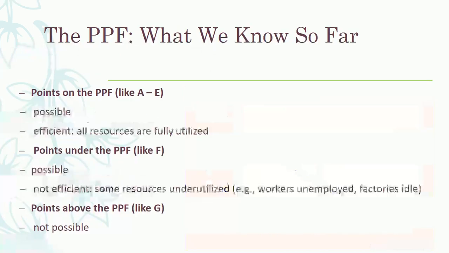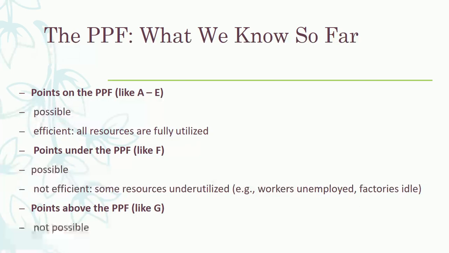The production possibilities frontier, what we know so far. Points on the production possibility frontier, like point A to E, are possible and efficient. All the resources are fully utilized in between these points.